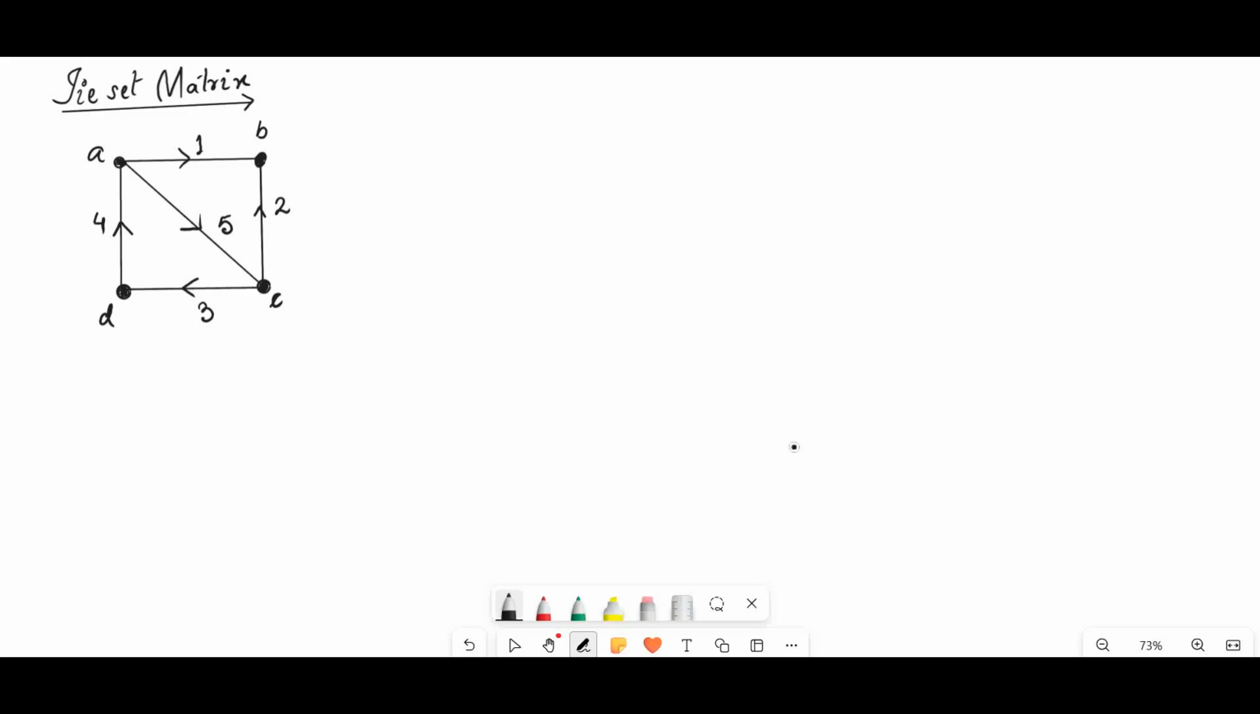Doing a quick recap, let's recall a tree contains all nodes without loops, and tree branches are called twigs, and the remaining branches are called links or chords. If we consider this graph, it has branches B. The number of branches are 1, 2, 3, 4, 5, so 5 branches. Then we have nodes, N number, which are A, B, C, D, so 4 nodes.